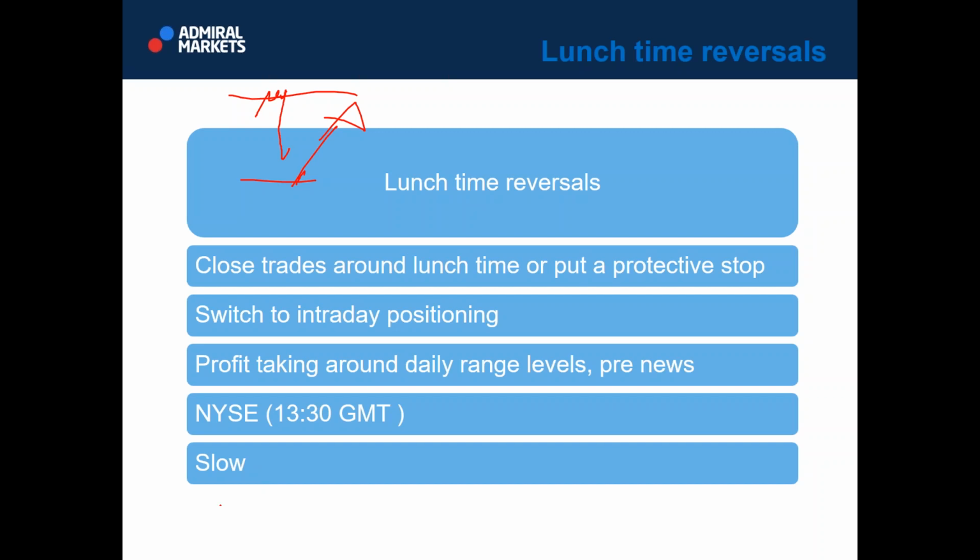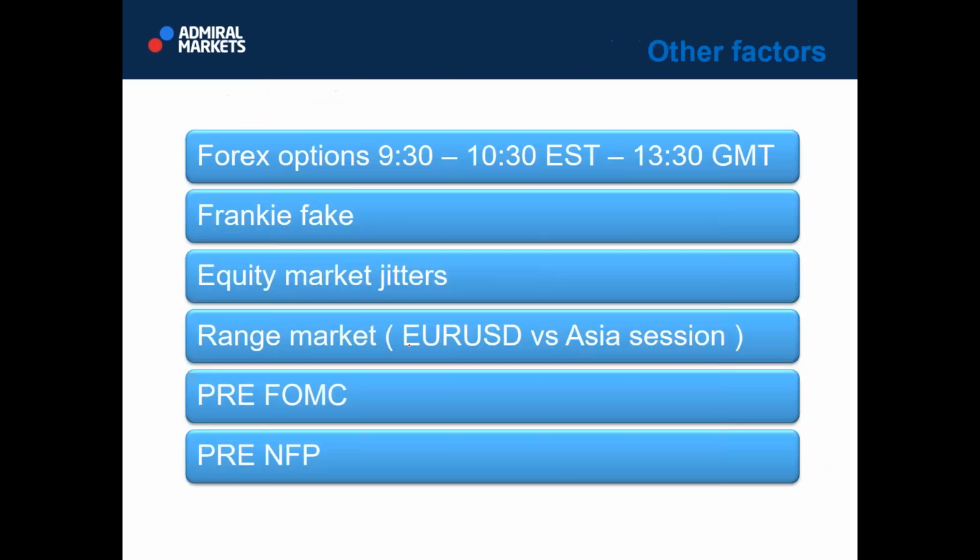Sometimes the market will be slow. If you see that the market is very slow, it means that something is happening. The market is waiting for something.